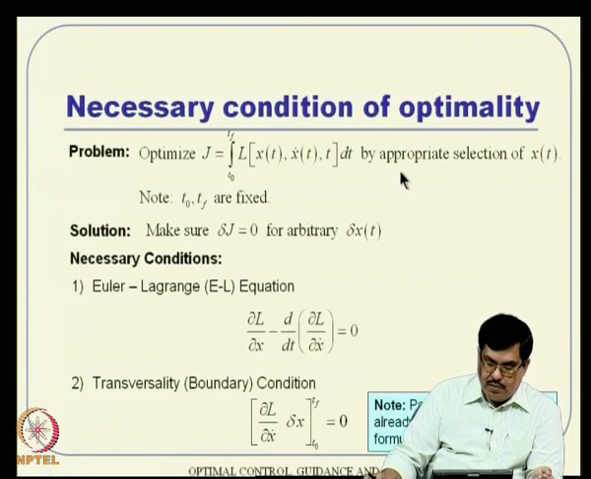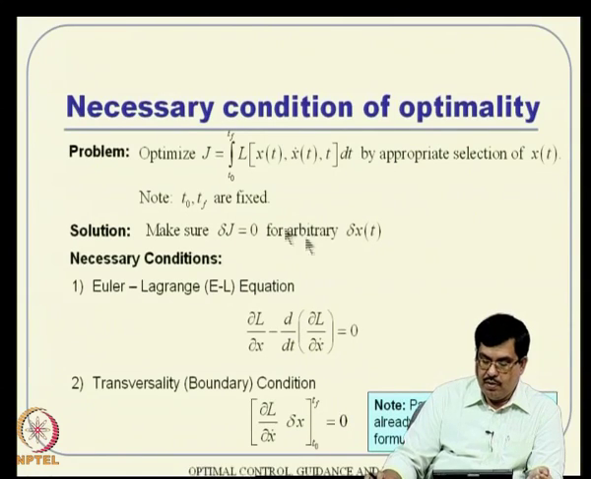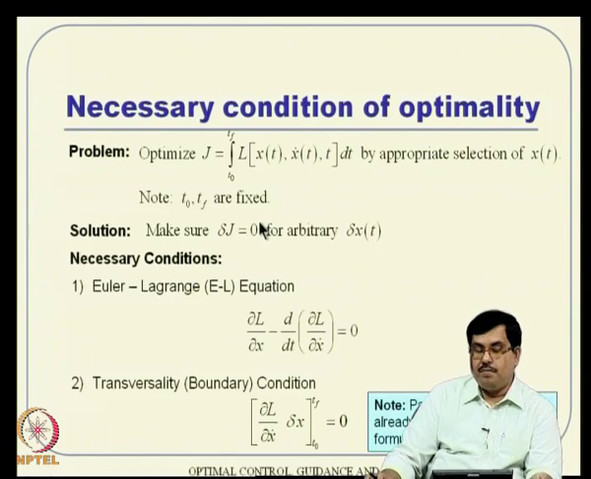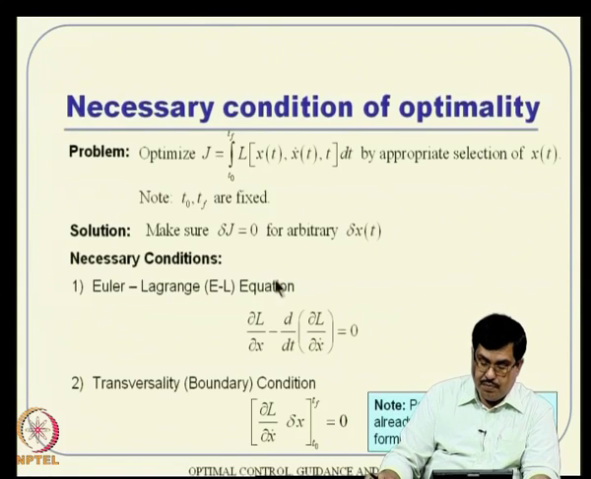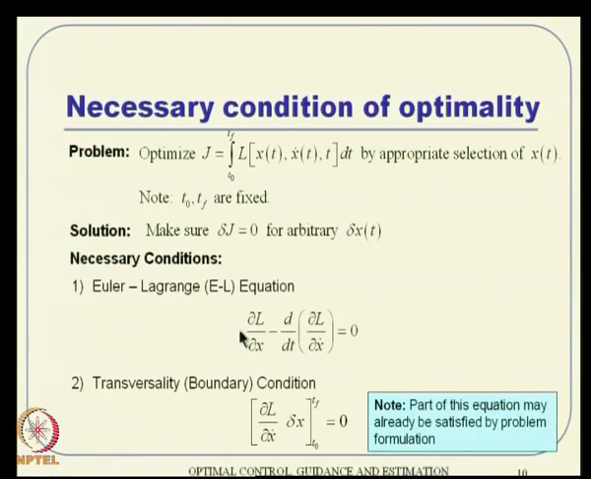Then about conditions of optimality, we defined the problem that we have to optimize this kind of a function, where t0 and tf are both fixed, and all you have to do is make sure that the first variation is 0. After some algebra, using integration by parts of this integral, we were able to show that it ultimately leads to these two conditions. The first condition is called the EL equation or Euler-Lagrange equation, and the second one is the transversality condition, which leads to the boundary condition.